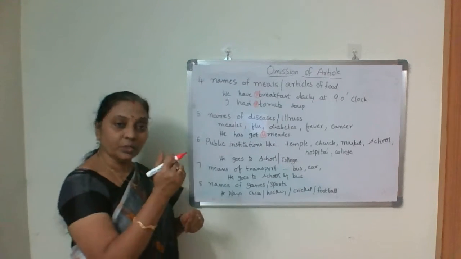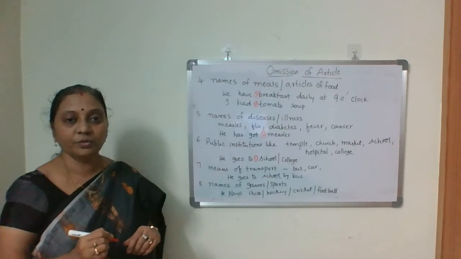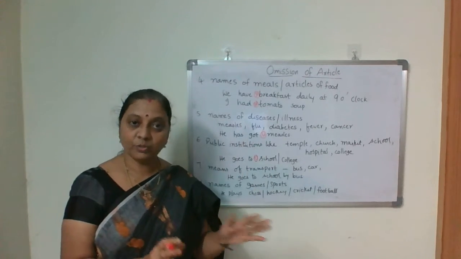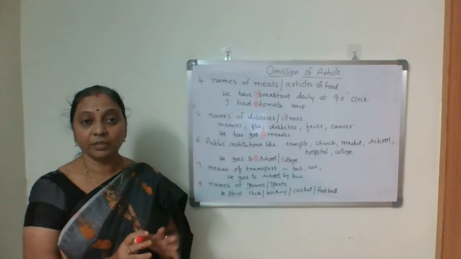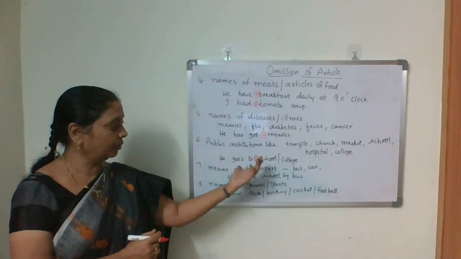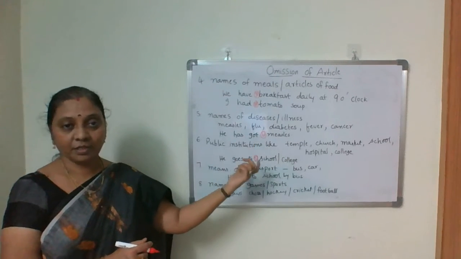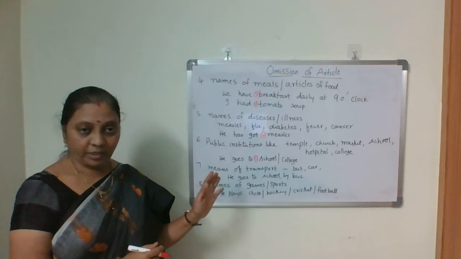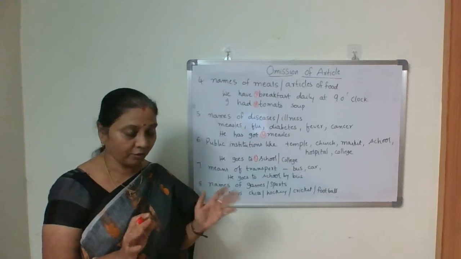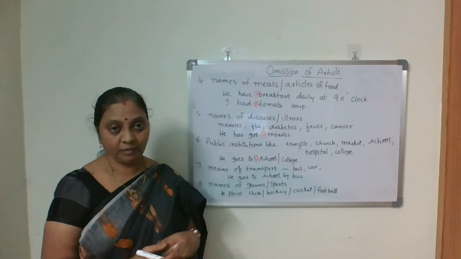He goes to school. He goes to the school. We never use that, isn't it? He goes to school. He goes to college. We say he went to market, not went to the market. So for public places, he goes to temple. So before temple, church, public institutions, article is not required.